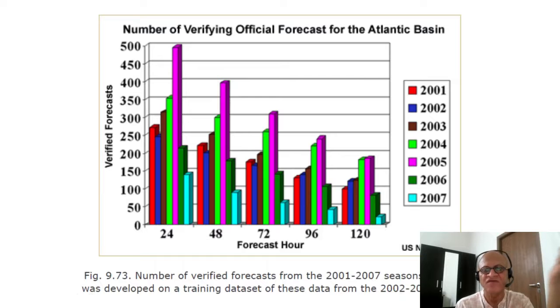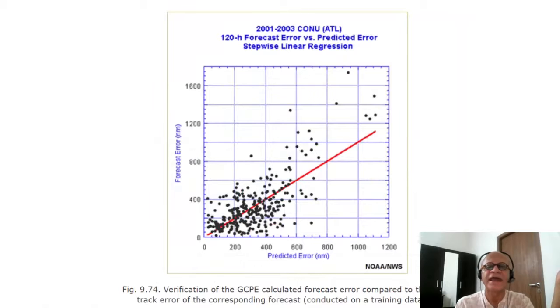So using past forecasts, track error model is developed, and you can see the forecast error and predicted error. So this is verification of the GPCE calculated forecast error compared to the actual track error of the corresponding forecast conducted on a training data set. So the correlation is pretty good. This is 120-hour forecast error versus predicted error with a stepwise linear regression.